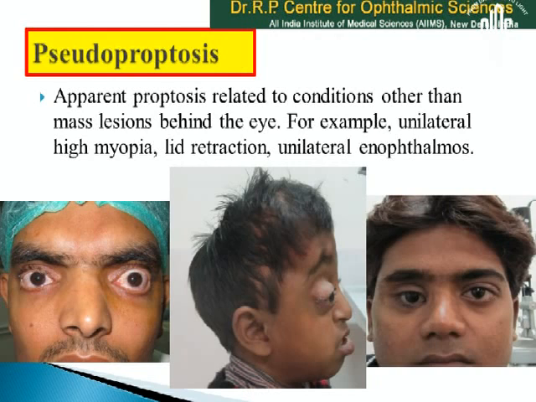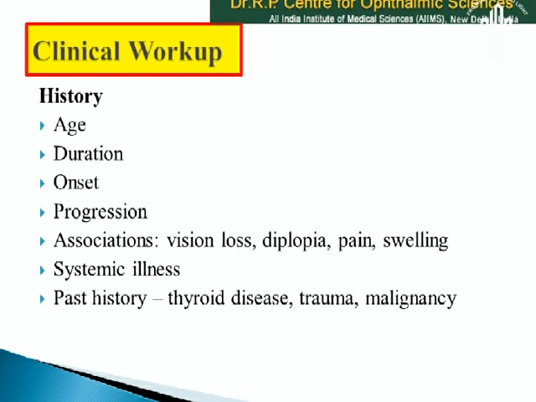Sometimes we have a pseudoproptosis, especially seen in cases with unilateral high myopia, lid retraction and unilateral enophthalmos, like the respective cases. Now, in clinical workup of a proptosis case, we should stress upon age, duration, onset, progression, any specific association with the vision loss, diplopia, pain, swelling, any systemic illness along with that, and the past history of any thyroid disease, trauma or malignancy.